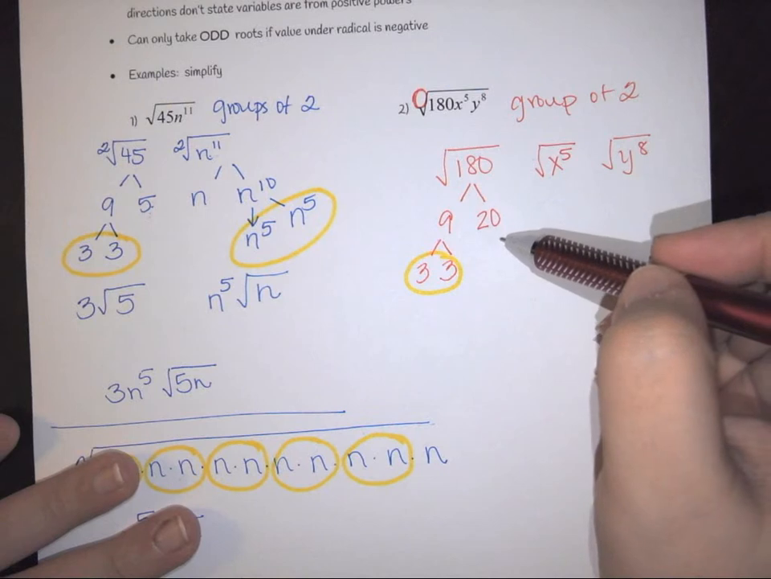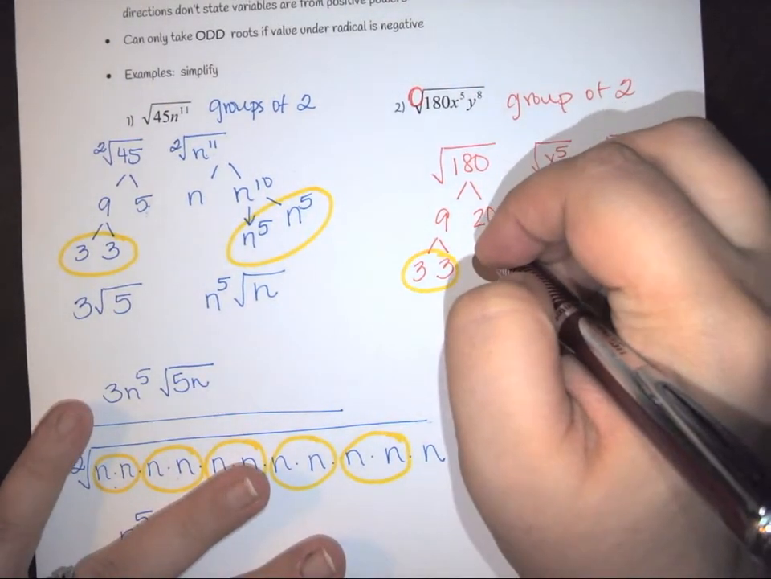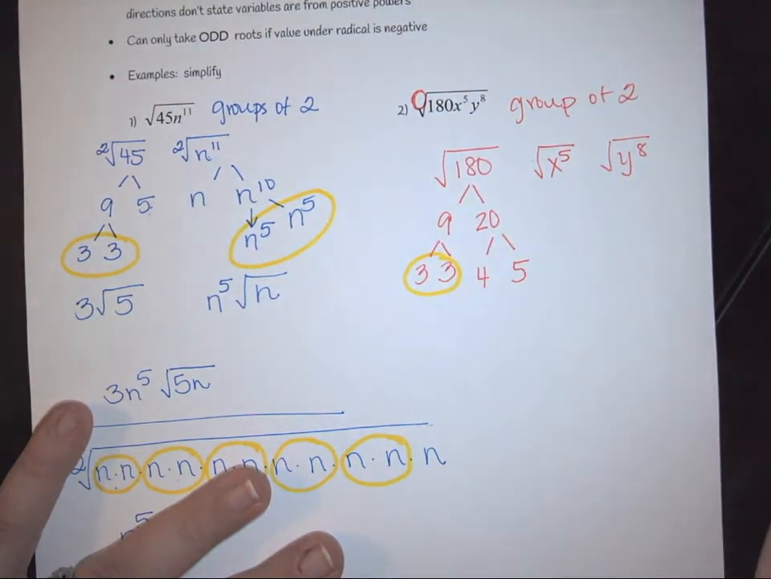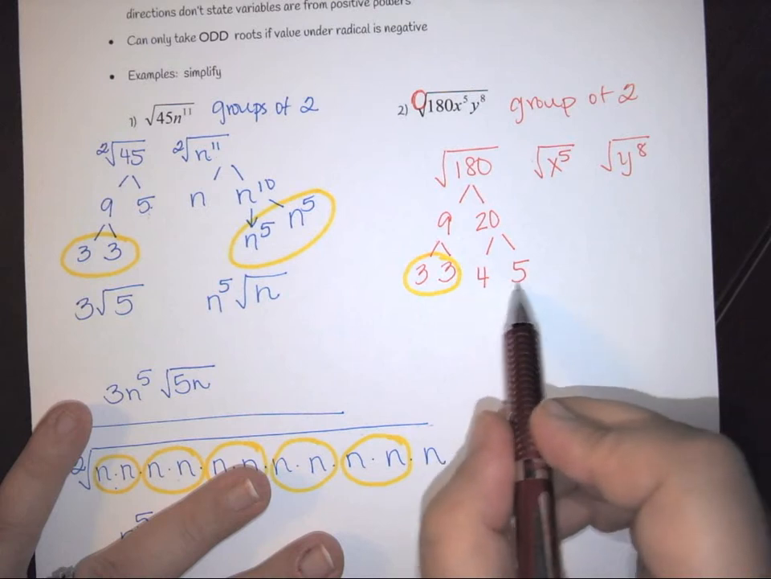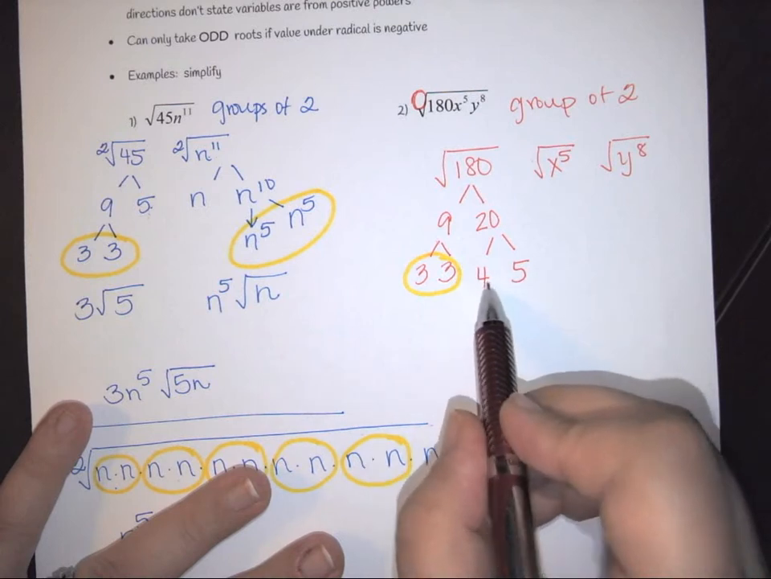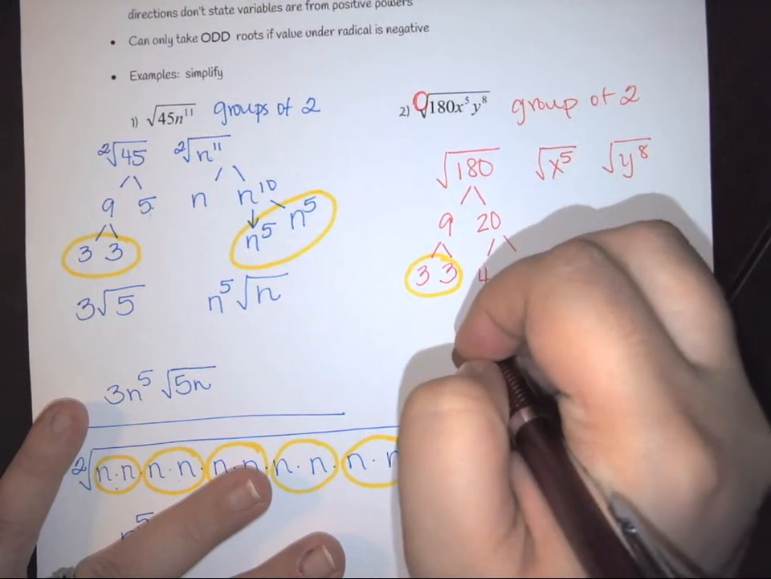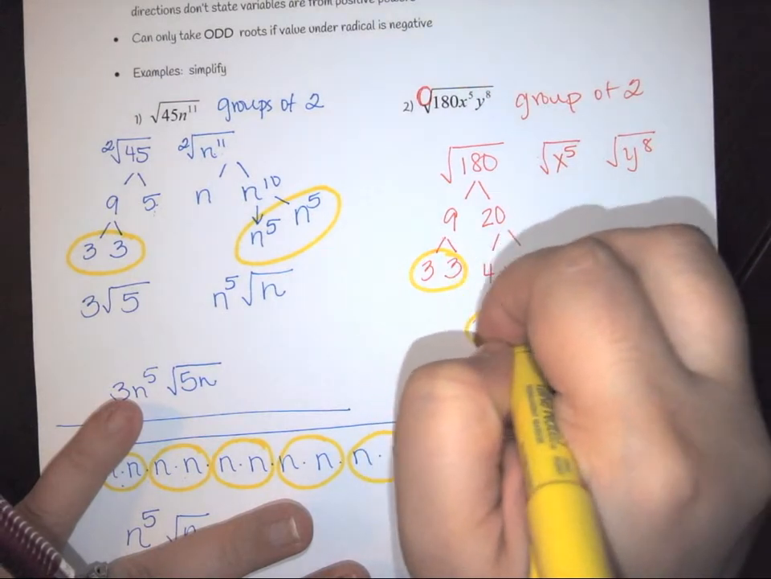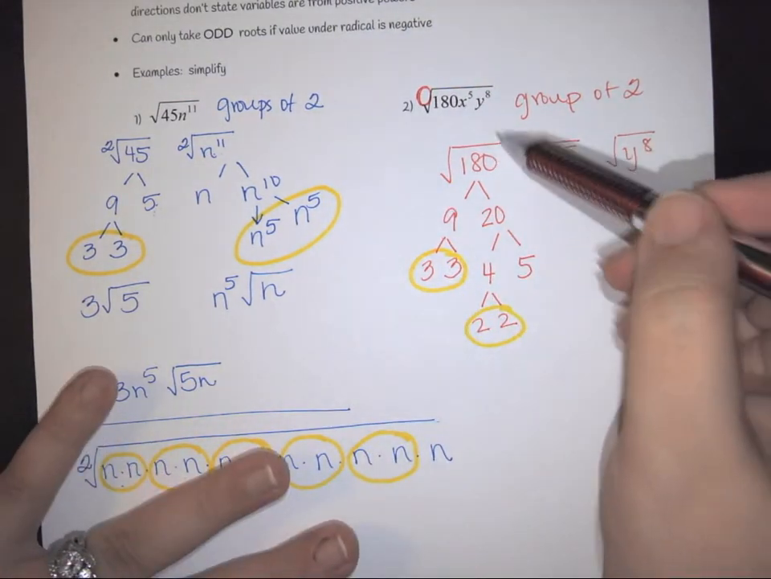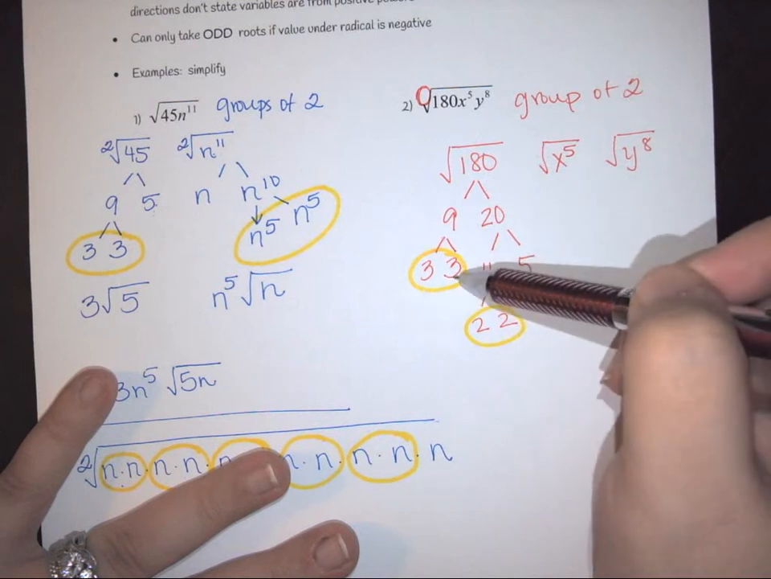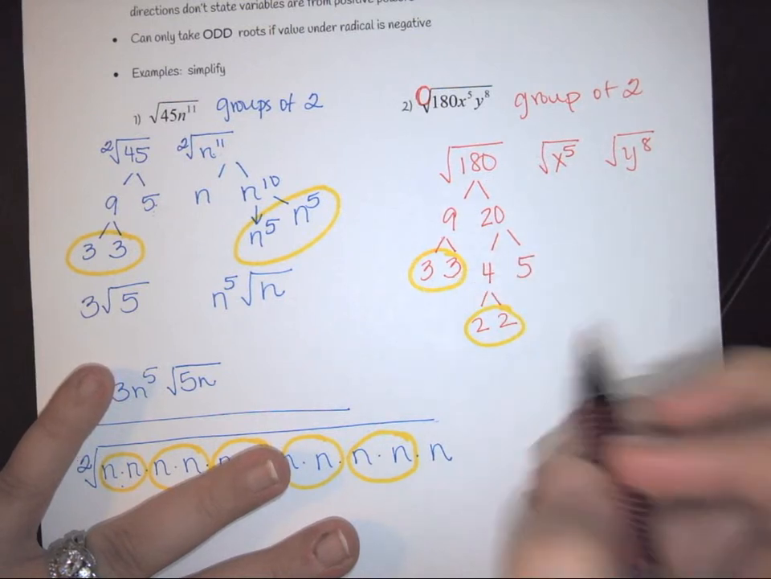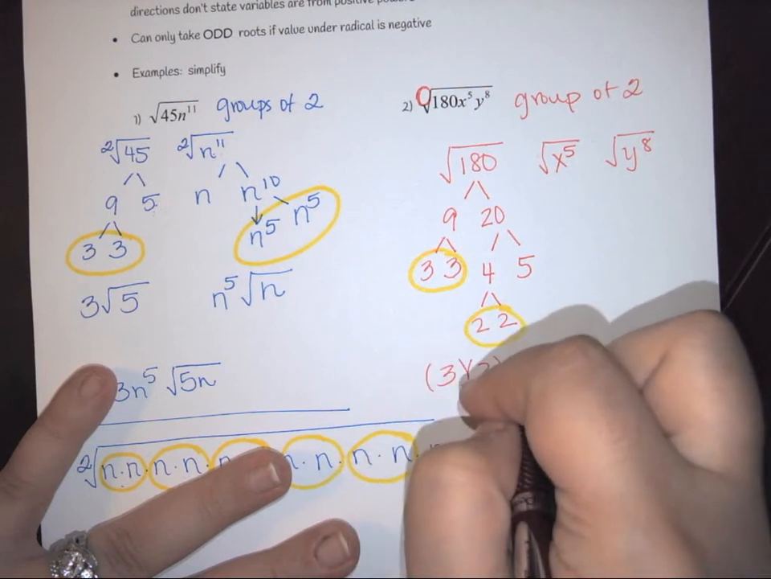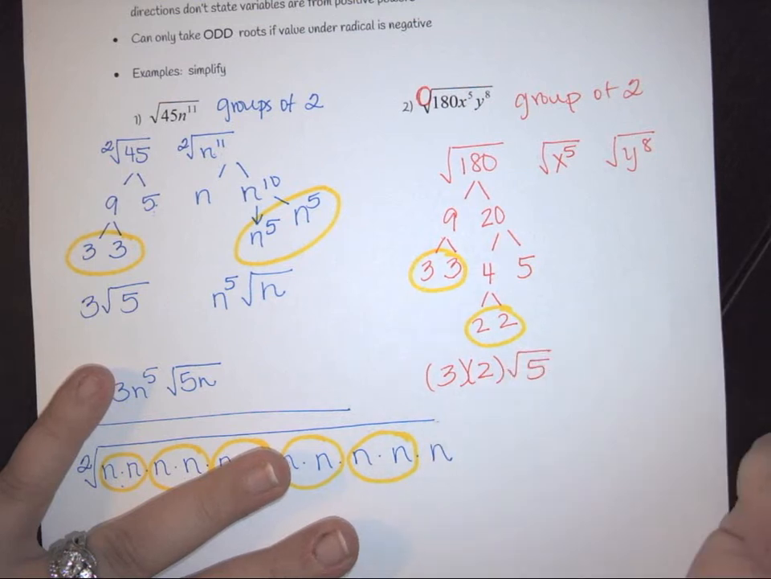Now the other thing that I know about 20 is that it also can break down, and so if I look at it, 20 can break down into 4 times 5. This is still a group of 2 here, but they're still different. However, 4 is special. It can break down into 2 and 2, therefore giving me another group of 2. So when I'm looking at 180, I can pull out a 3 and I can pull out a 2. So this says I'm going to pull out a 3 and I'm going to pull out a 2 and I'm going to leave behind the square root of 5.